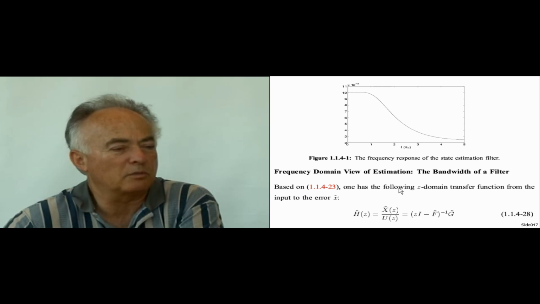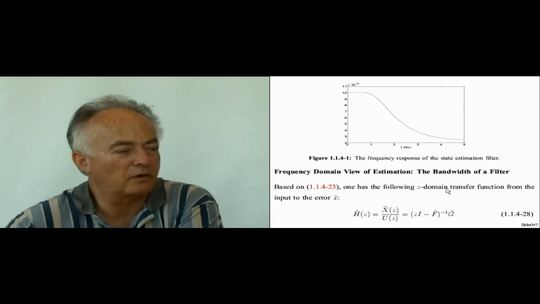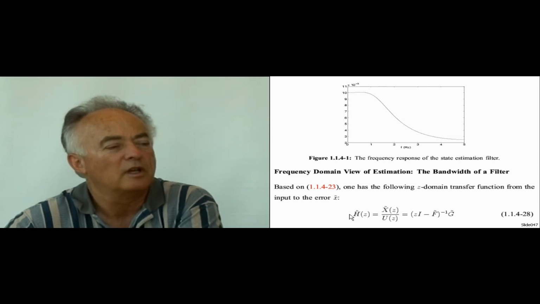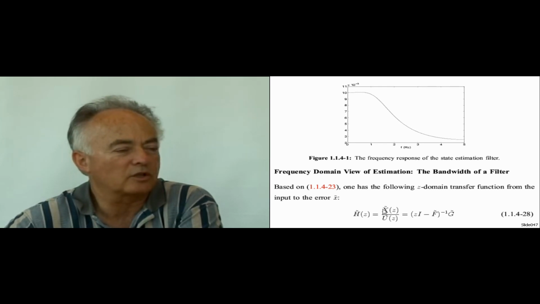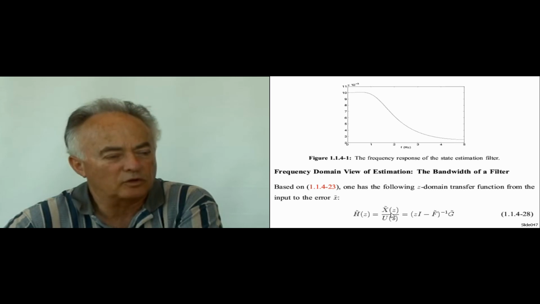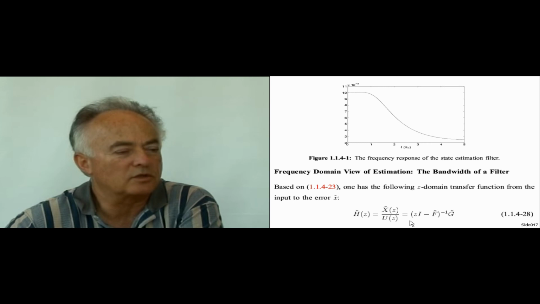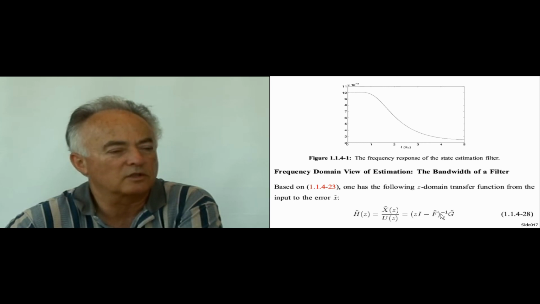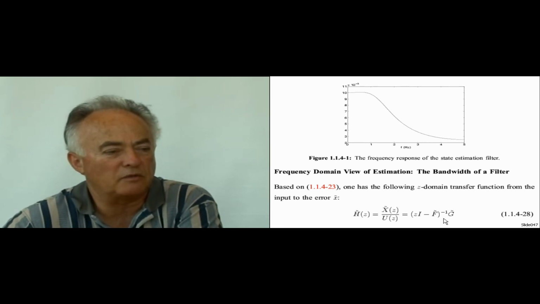Again, a little bit of algebra. The following Z domain, the Z transform domain transfer function from the input U to the error X tilde can be obtained. So H tilde now is a transfer function to the output X tilde, function of Z, that's a Z transform over U of Z. And this is zI minus F tilde inverse G tilde. This is the standard expression of the transfer function in the Z domain based on a difference equation.